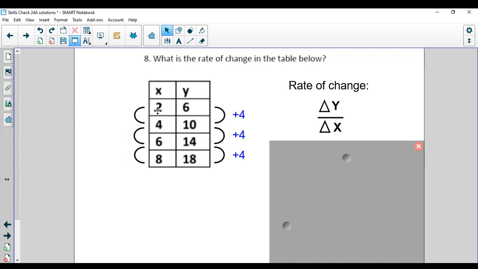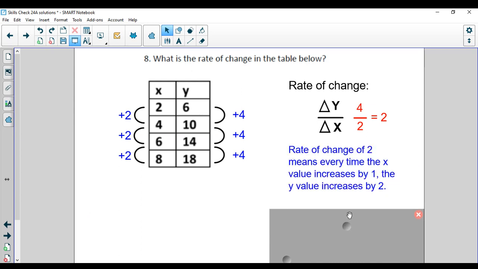Over on the x's, from 2 to 4 is 2, 4 to 6 is 2, and 6 to 8 is 2. So we have plus 2's on that. So that means the change in y over the change in x is 4 over 2, which equals 2. And that is your answer. So the rate of change of 2 means every time the x goes up 1, the y goes up 2.